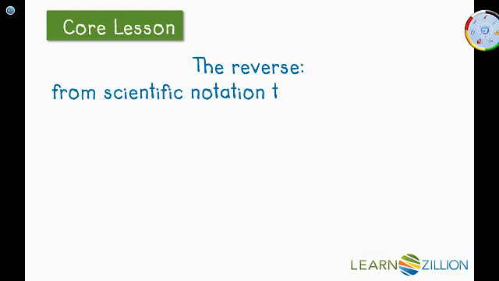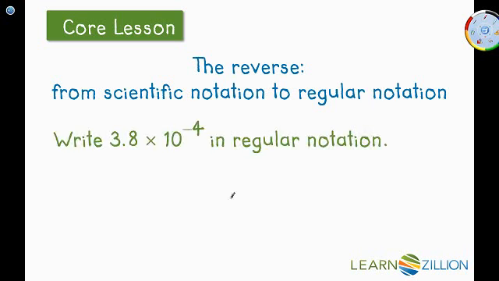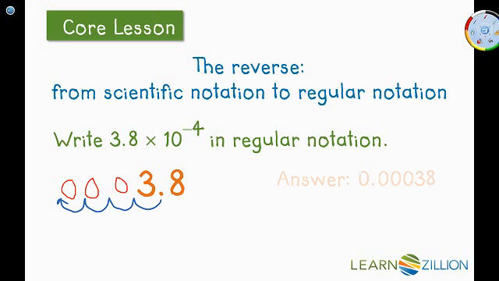We could think about the reverse. If we had a number written in scientific notation, how could we write it in regular notation? So let's take a look. We want to write 3.8 times 10 to the negative 4 in regular notation. So we start with that 3.8, and which way are we moving that decimal? To the left, because this is a negative exponent. So we're going to move it to the left. There it is. We fill this in with zeros.